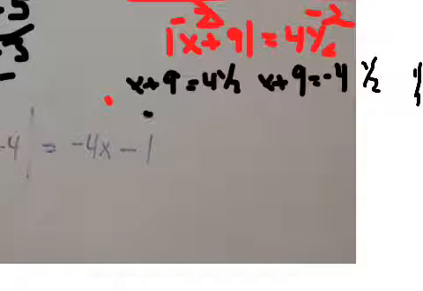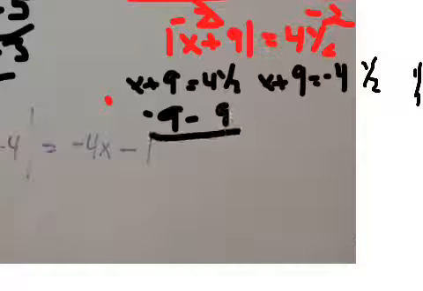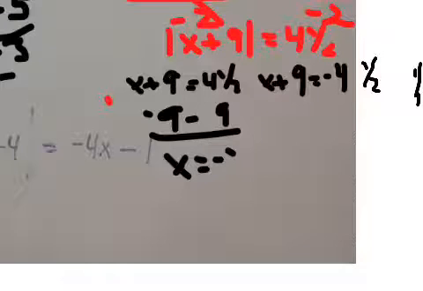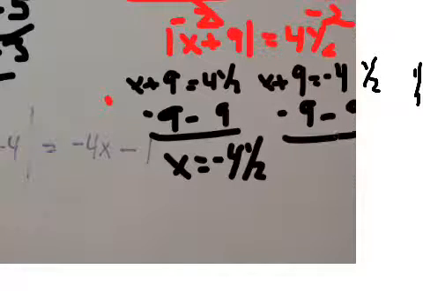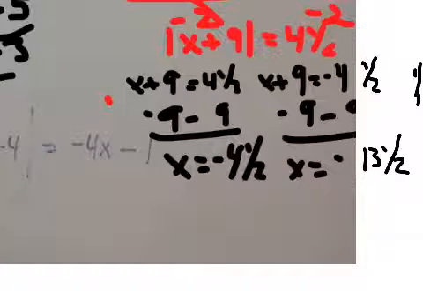We subtract 9 on both sides. Subtract 9, subtract 9. Here, you have 4.5 and negative 9. That's going to equal negative 4.5, or whatever that looks like. And then we subtract 9 here and subtract 9 here. That's going to be x equals negative 4 and a negative 9 makes negative 13 and 1/2. Like that. Okay. That's a mess, but you kind of see it.